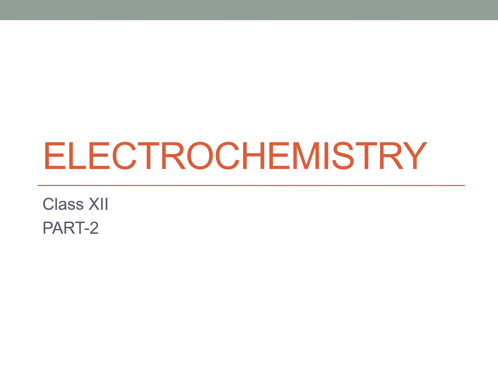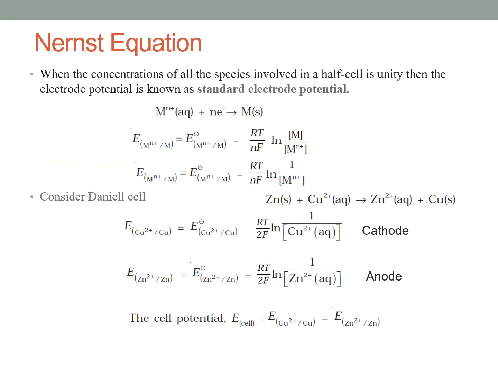As you know, in the first part we studied what electrochemistry is, electrode potentials, then standard electrode potentials, the Daniell cell, electrolytic cells, the standard hydrogen electrode, and electrode potentials of various redox reactions. In this lesson we will learn about the Nernst equation.